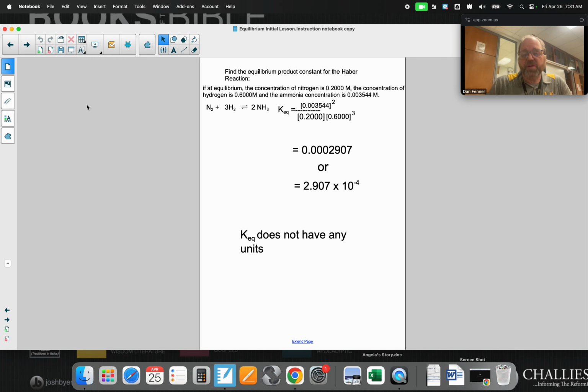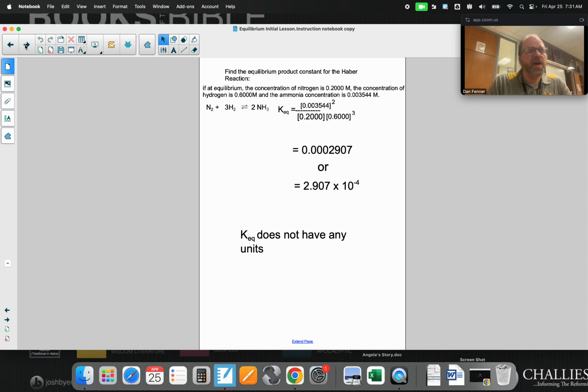0.0002907, or in scientific notation, 2.907 times 10 to the minus 4. You notice there's no units here. The reason we don't have units is because every time you get a new equation, you get new formulas to set up, and so they're not consistent. So for KEQ, we just don't have units. We just give a number, and that number is less than 1, so that means it's favoring reactants. If we look at our numbers, there's less products, more reactants.